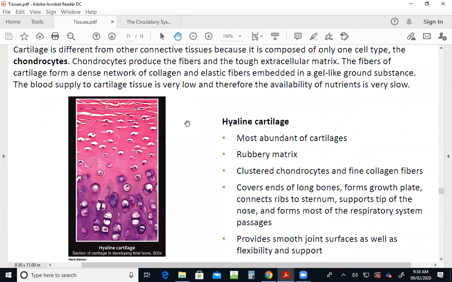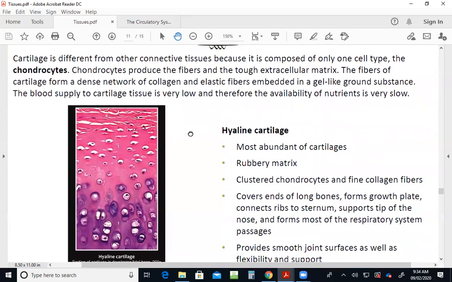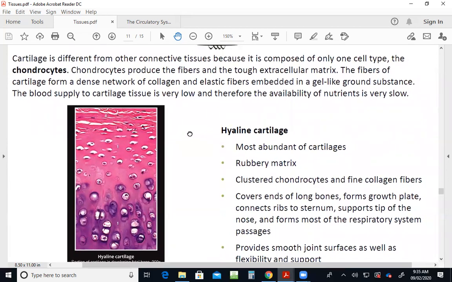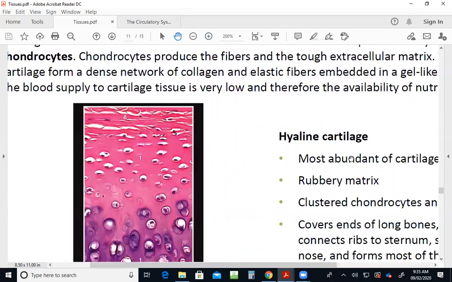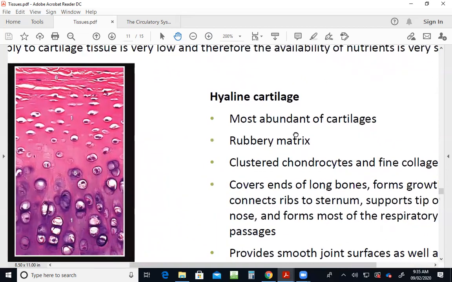All right, let's talk cartilage. Different from other connective tissues because it's composed of only one cell type, what we call chondrocytes, which produce fibers and the tough extracellular matrix, which is unique to cartilage. Fibers of cartilage form a dense network of collagen and elastic fibers embedded in a gel-like ground substance. Blood supply to cartilage is actually very low, so nutrient supply is also very low, and that unfortunately results in difficulty fixing itself when cartilage gets damaged.